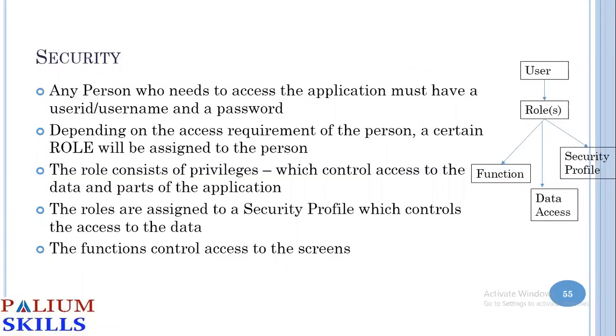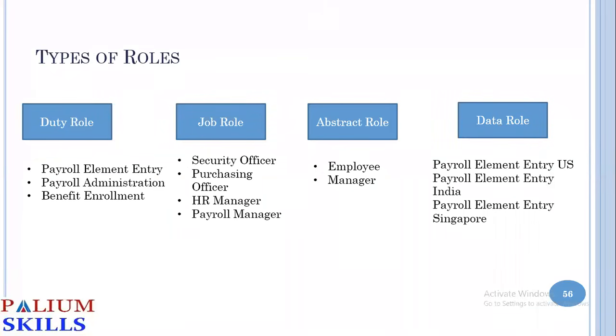Fine. Next, these are the different types of roles that we have: duty role, job role, abstract role, data role. Let's first look at abstract role. Abstract means it doesn't exist by itself. Something like an employee or a manager, that role doesn't exist by itself. You are an employee. Everybody is an employee. So there is no distinction between an employee and a manager except in the application. And how will you differentiate it? If you have people reporting to you, you become a manager. So that is an abstract role.